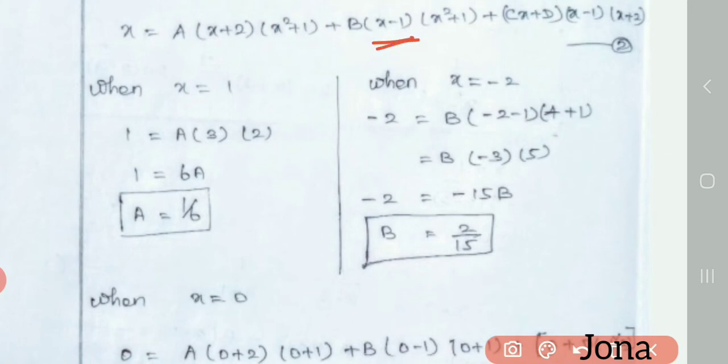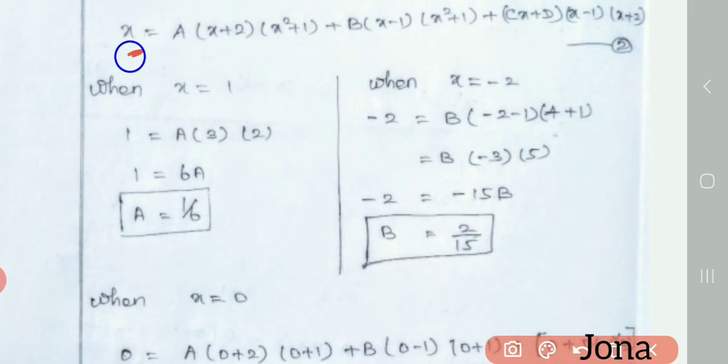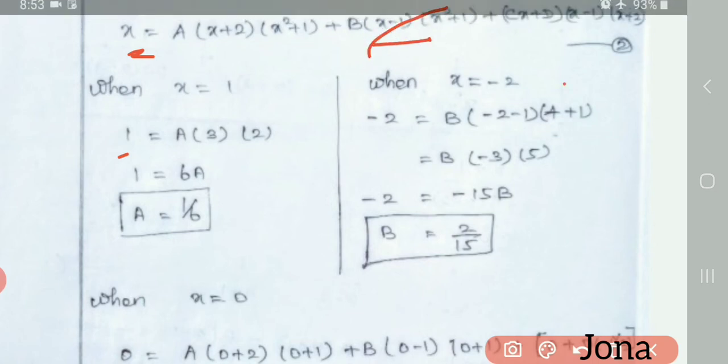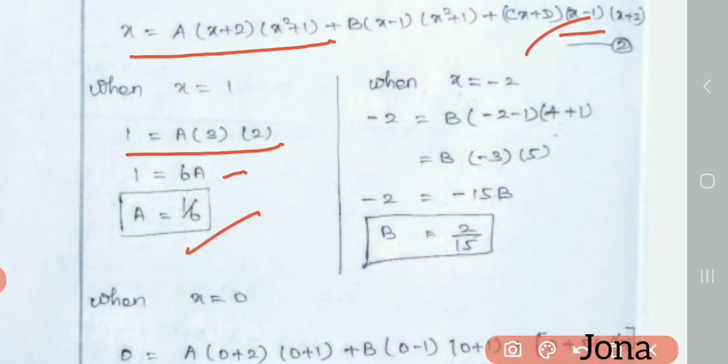And then the next bracket I have x minus 1. I want to equate it to 0, which means I will get x equal to 1. So now let me substitute x equal to 1 in the same equation. If you put x equal to 1, it will be 1 here, and if you put 1 here, it will be 0, and if you put 1 here, this is also 0. So only this thing I will get here. Okay, so 1 equal to a into 3 plus 2, that means 1 equal to 6a, a equal to 1 by 6.